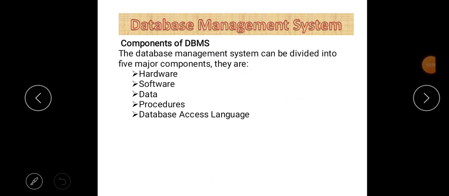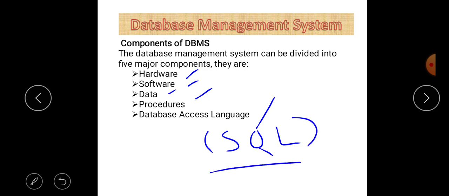Next is components of DBMS. What are the different components of DBMS? Basically, a DBMS system can be divided into 5 major components, and these are hardware, software, data, procedure, and database access language. Database access language is called SQL, meaning Structured Query Language, which is an essential part of DBMS. So hardware, software, data, procedures, and database access language are the components of a DBMS.